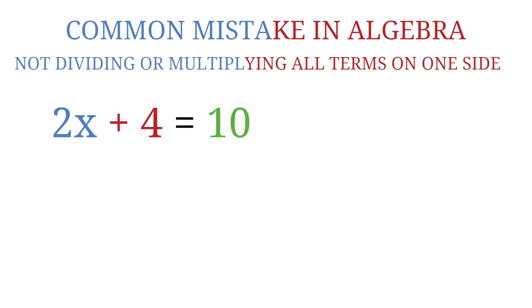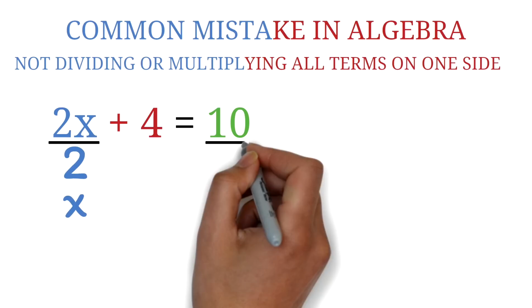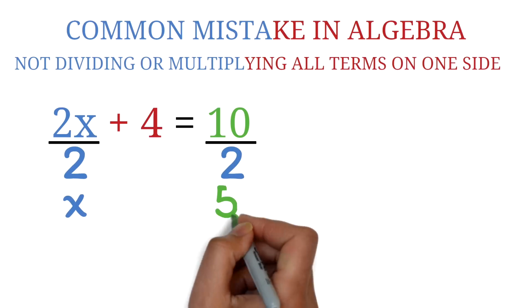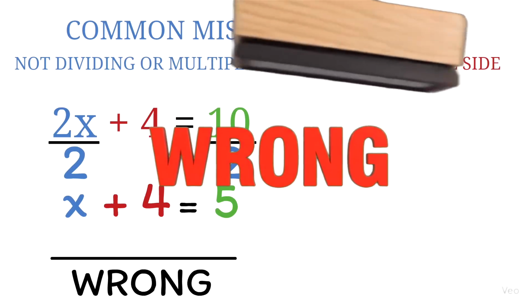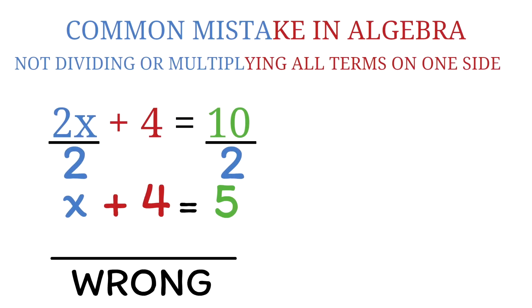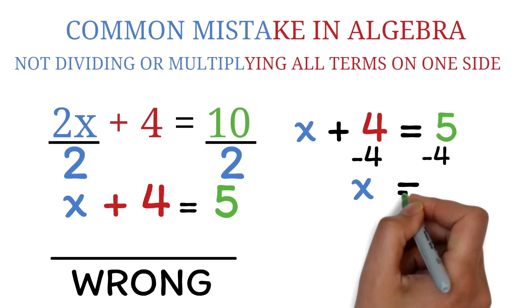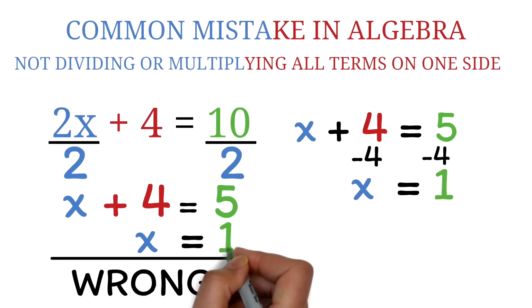What some students do here is to divide the 2x term by 2 to give us x. Then divide the constant term 10 by 2 to give us 5, while ignoring the constant term 4. This gives us the equation x plus 4 equals 5. But this method is incorrect. And because of that, if we continue solving for x, we will end up with the wrong answer.